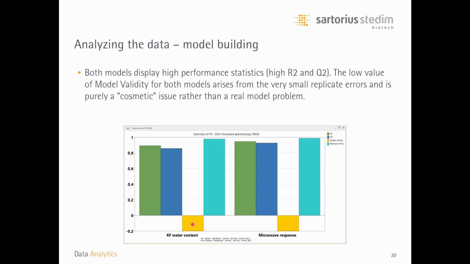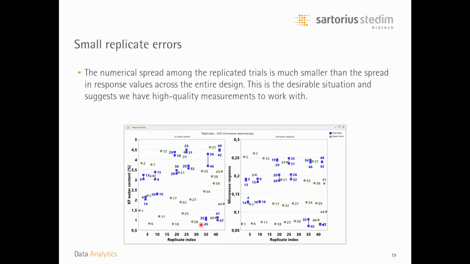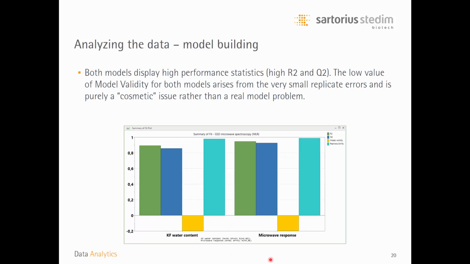What is a bit unwanted or undesired or unexpected is that we have low values for the yellow bars, the model validity. But in this case, this arises from the very, very small replicate errors and the very large number of degrees of freedom associated with the replicates. So knowing how the model validity is calculated, we arrive at the conclusion that this is more a cosmetic thing rather than a real model problem. So the main conclusion is that we have very, very good models and reliable models to work with.